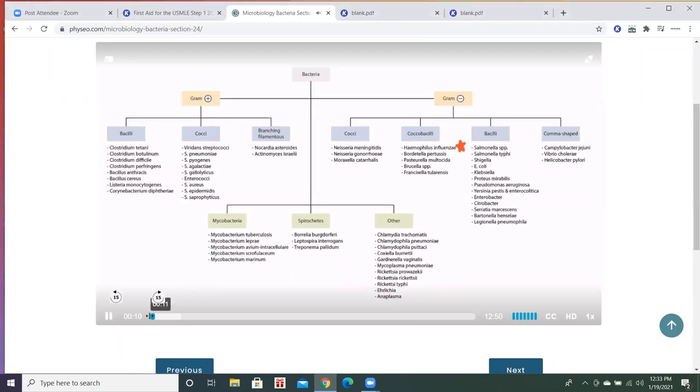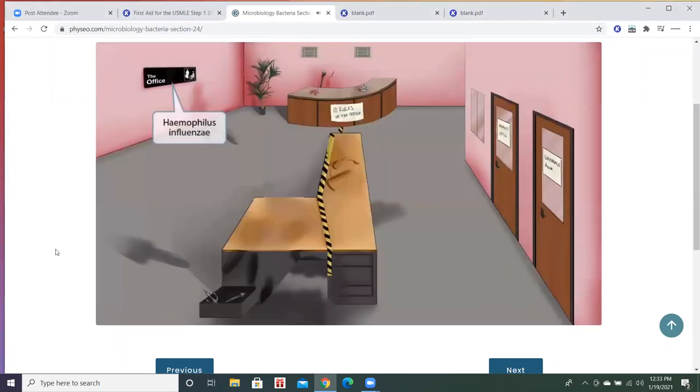Which you can see right here. This scene will take place inside of an office, as you can see by the desks and the prominent sign that says the office. Office sounds like Haemophilus, so it will be our symbol for Haemophilus influenzae. Notice that we've made this office look extra hideous with the very prominent pink walls. This is to remind you that H. flu is a gram-negative organism.